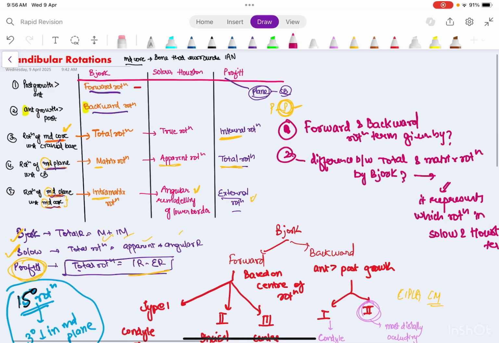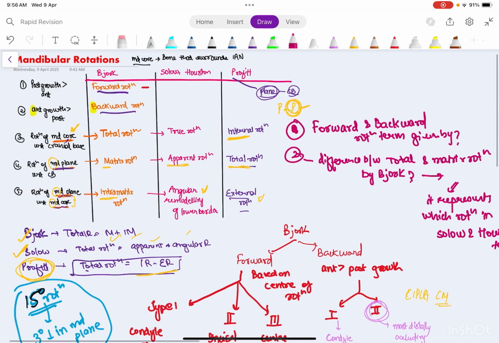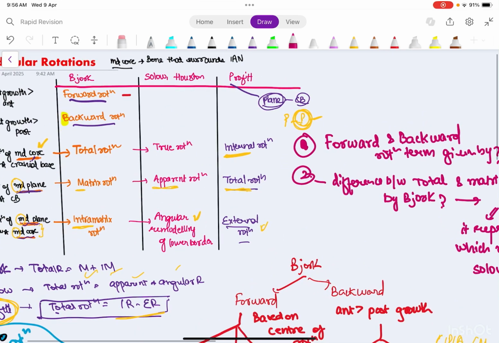Okay, then you have to remember that sometimes we call mandibular core also as corpus. Okay, yep. So this is all about it.